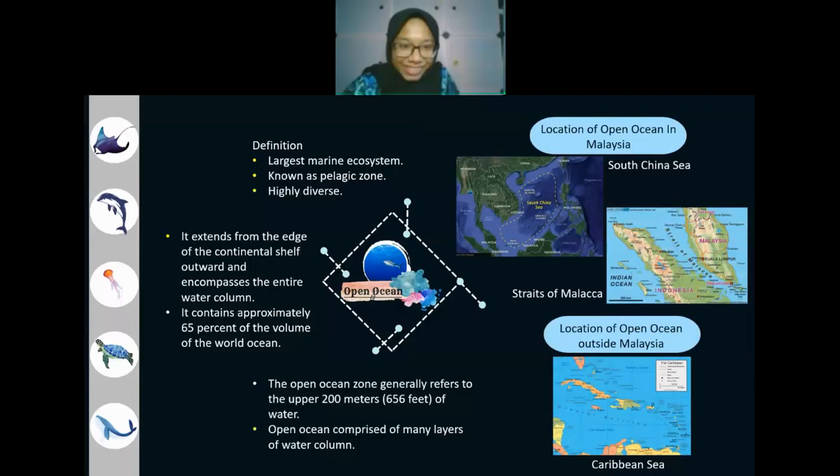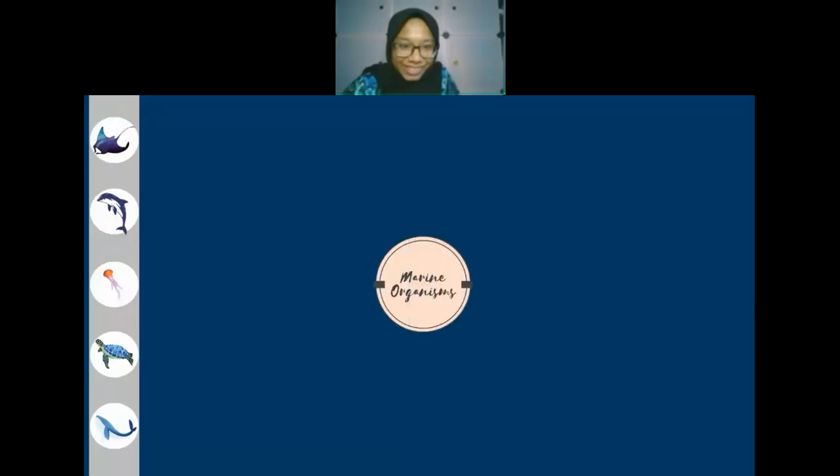So, moving on to the location of the open ocean in Malaysia. As we know, the open ocean is the largest marine ecosystem. So here we state two familiar seas which are just around here. The first one is the South China Sea and the next one is the Strait of Malacca. For the location of the open ocean outside Malaysia, we could name the Caribbean Sea.